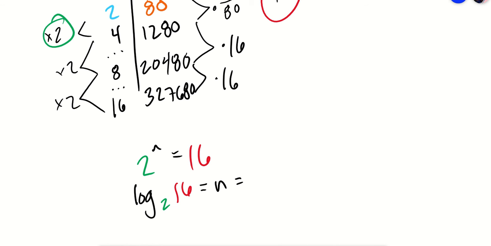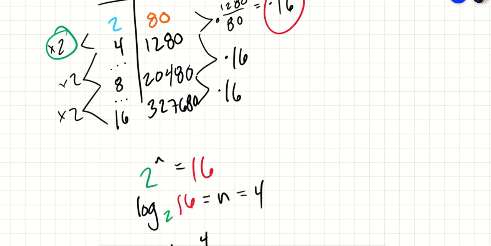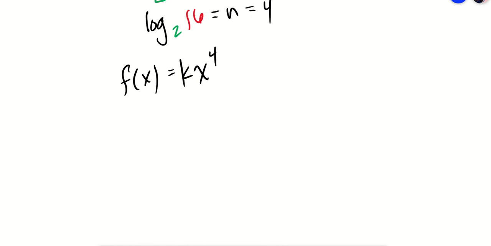And that is equal to 4. 2 times 2 is 4, times 2 is 8, times 2 is 16. So n equals 4, so then we've got f of x equals kx to the power of 4. And now we just plug in a point: x equals 2, f of x equals 80.